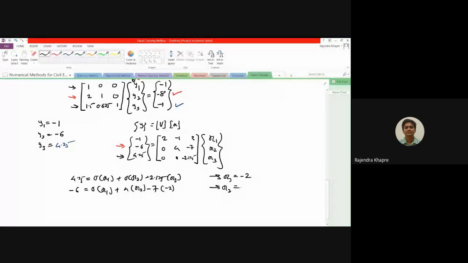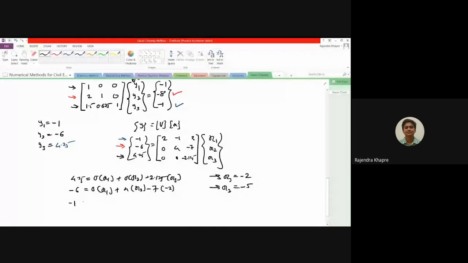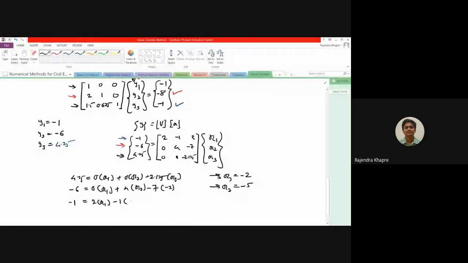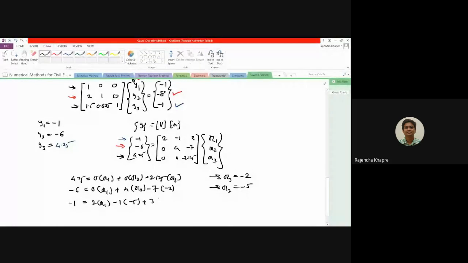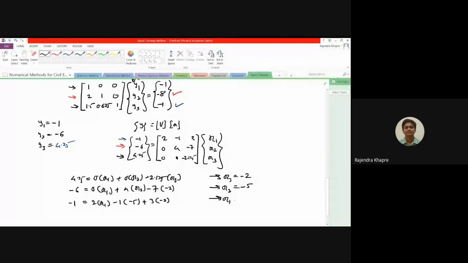-5. Someone please cross check. Okay, and lastly we can go for the first row. This first row will be something like -1 equals 2 times x1 minus 1 times x2, which is basically minus 5, and then plus 3 times x3, which is minus 2. So this is going to give you the value of x1.